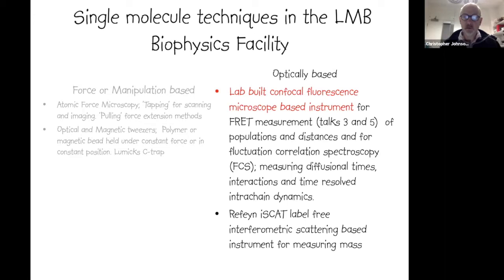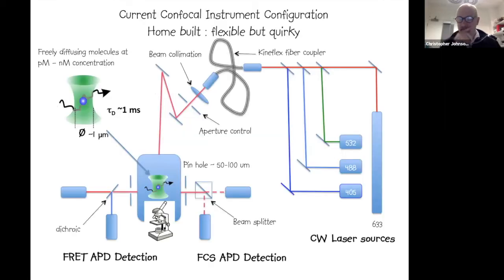So first of all, talking about the instrument itself, this is the configuration of the instrument. It's homemade or lab built, and it's quite flexible for that reason, but it tends to be a bit temperamental and quirky. So over here on the right, we have a series of lasers that are used to illuminate our molecule of interest or our molecule carrying a fluorophore.